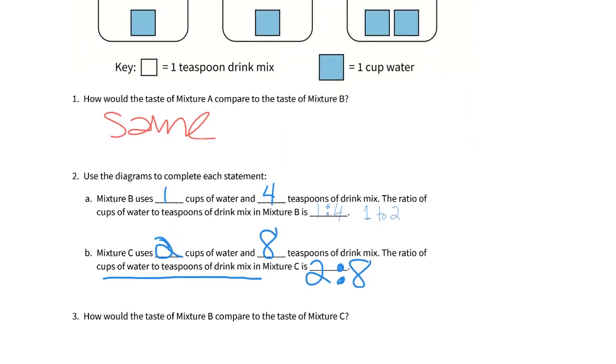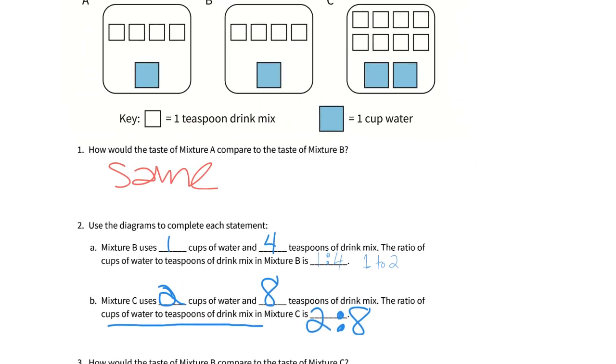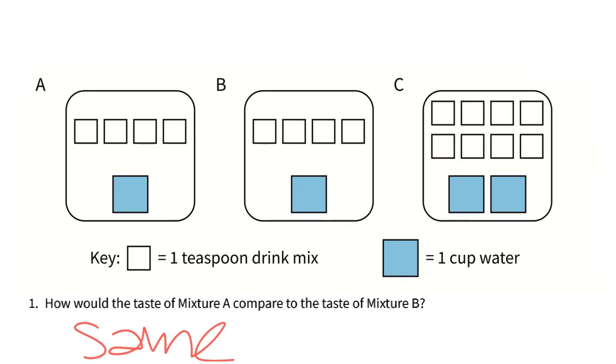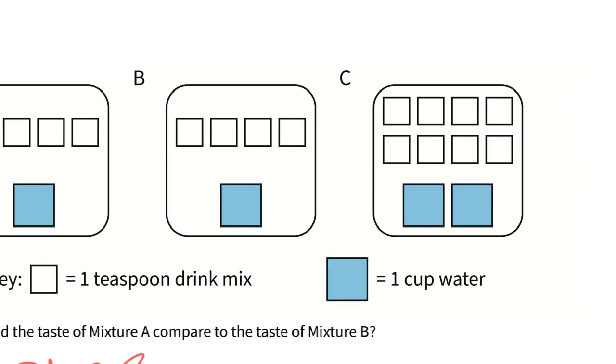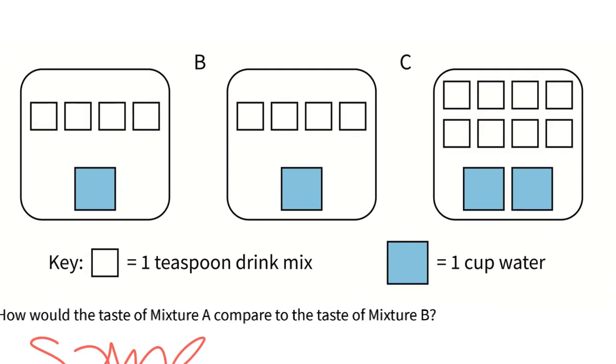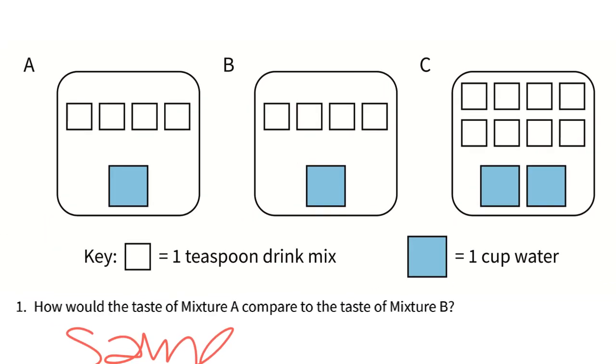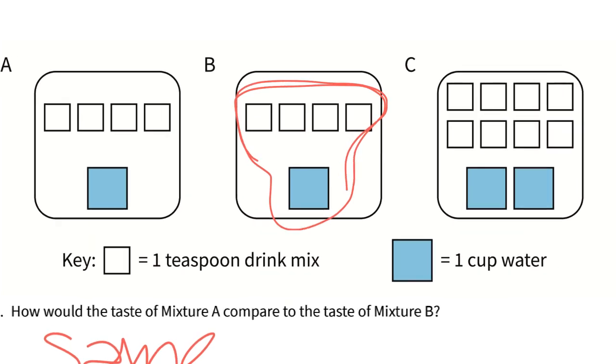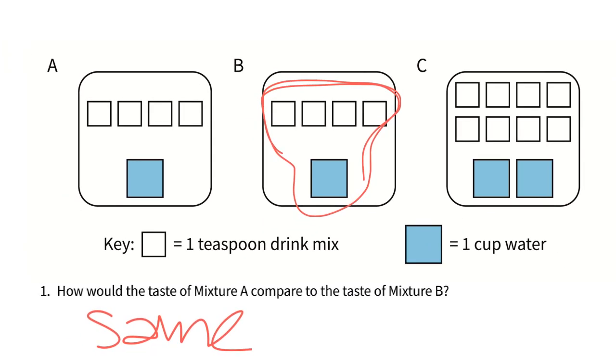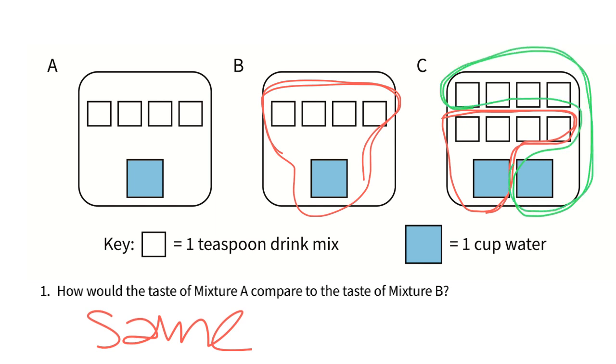Then how would the taste of mixture B compare to mixture C? So here's the deal. How does mixture B compare to mixture C? Well, we see that mixture B is a ratio of 4 to 1. And mixture C also has that ratio of 4 to 1, because here's 4 teaspoons and 1 cup of water right here. And here's 4 teaspoons and a cup of water right here.